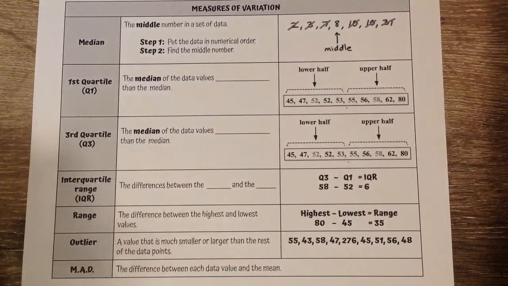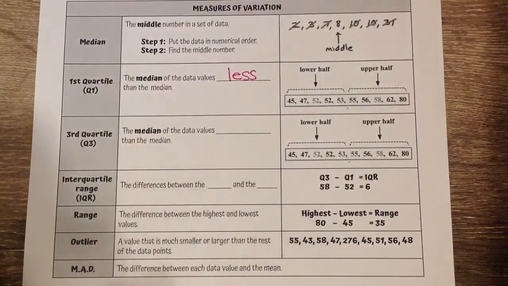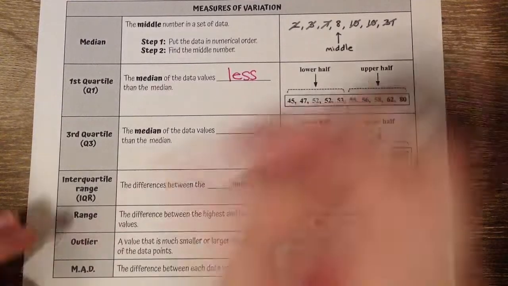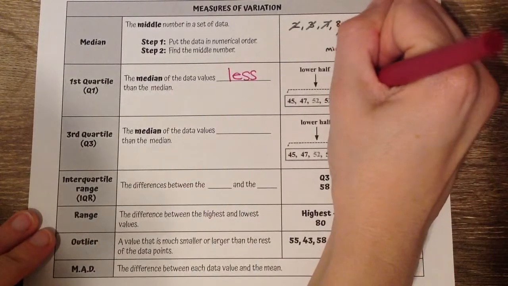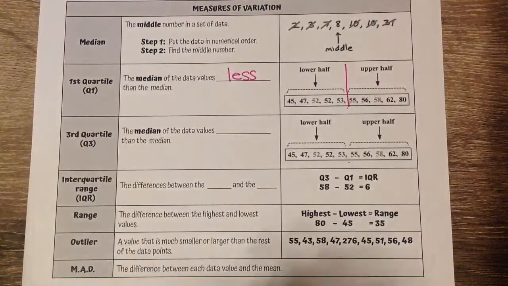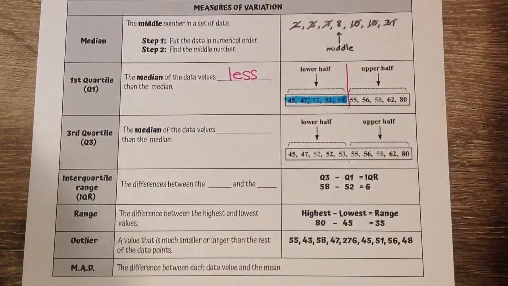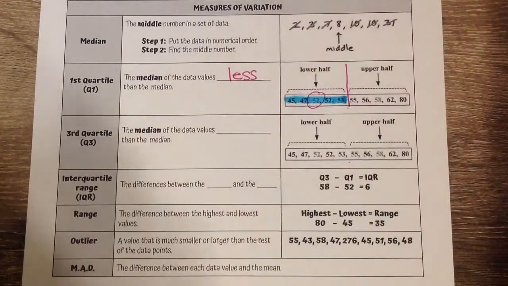Next thing is the first quartile, which is the median of the data values less than the median. So basically, we are cutting our data in half. We find our first median. Then we're just looking at that lower half. And we are going to find the median, the middle value of that bottom half. So for that example, it would be 52.